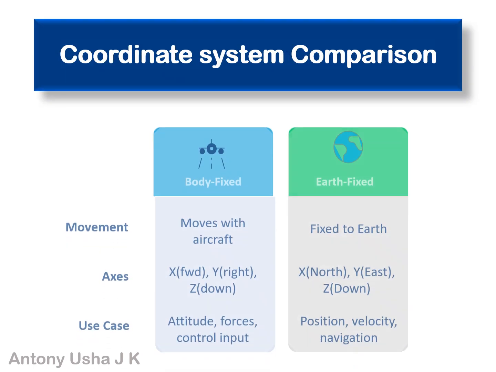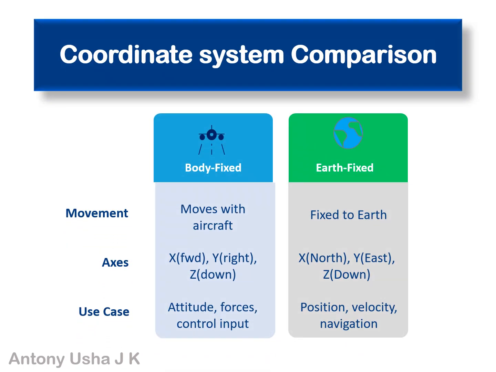Coordinate system comparison. In aerospace engineering and flight dynamics, we often describe an aircraft's motion using two distinct coordinate systems, that is the body fixed and earth fixed reference frames. Let's begin with the body fixed frame. As the name suggests, this coordinate system is attached to and moves with the aircraft. The x-axis points forward along the aircraft nose. The y-axis points towards the right wing and the z-axis downward, that is through the belly of the aircraft.